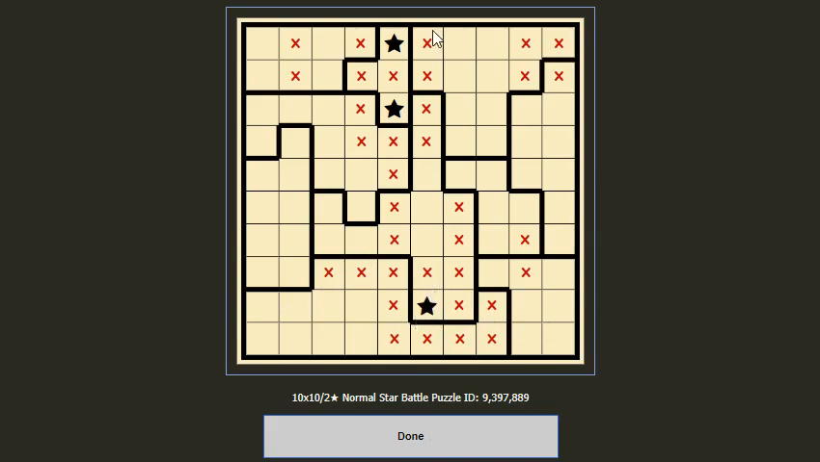So in our route, we have already cancelled many positions. So for this column, we must have 2 stars. And the 2 stars are the 2 stars of this block. So this block couldn't have any other stars. We cancel these 3 positions.